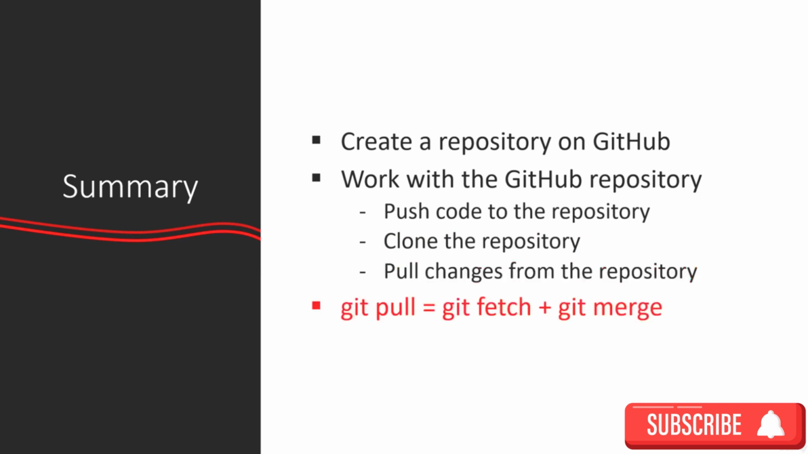In the last clip, you also learned that the git pull command actually does a git fetch and a git merge of the remote branch. If you want to download the commits from the remote repository without merging them into your local branch, you can do that with the git fetch command. Now you know how to work with a remote repository on GitHub.